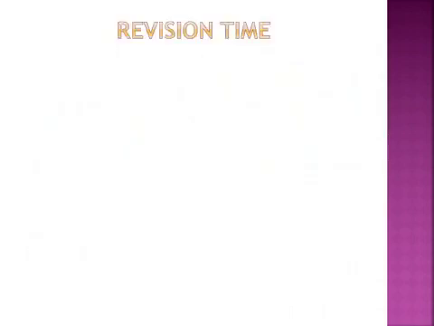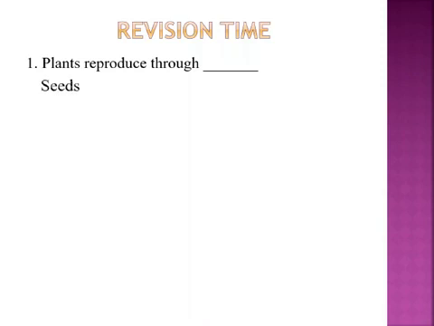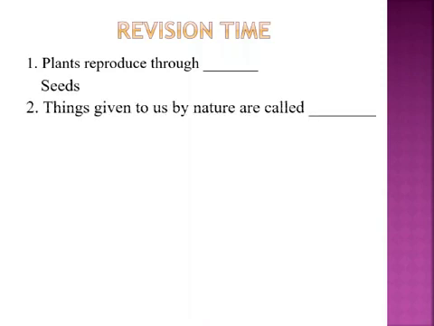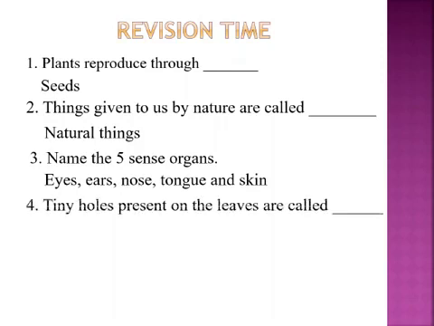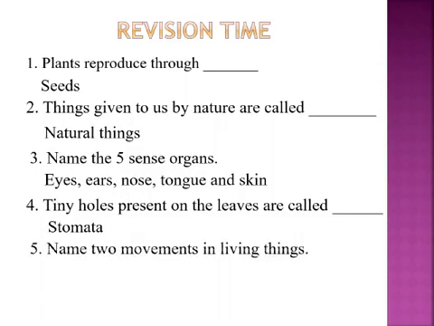Now, let us have a small revision time. First question: plants reproduce through seeds. The second question: things given to us by nature are called natural things. The third question: name the five sense organs. Eyes, ears, nose, tongue and skin are our sense organs. The next question: tiny holes present on the leaves are called stomata. The last question: name two movements in living things.